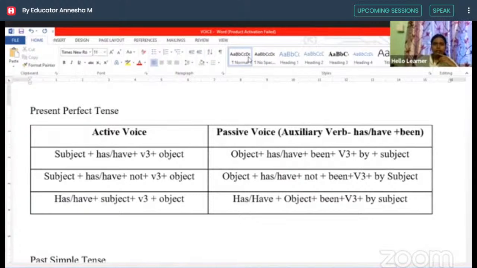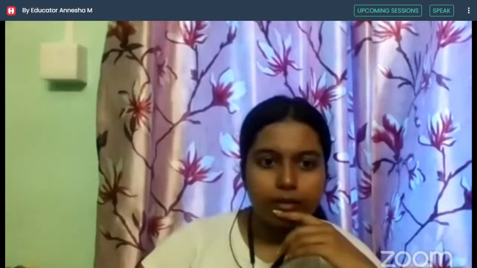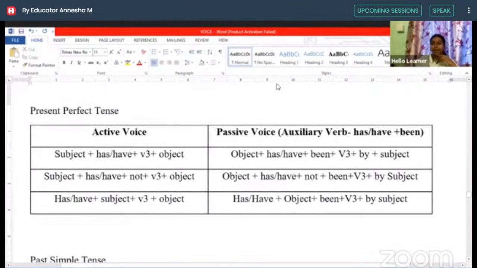Ma'am, is that present perfect or present perfect continuous? It is present perfect, not present perfect continuous. Okay, Anamika.